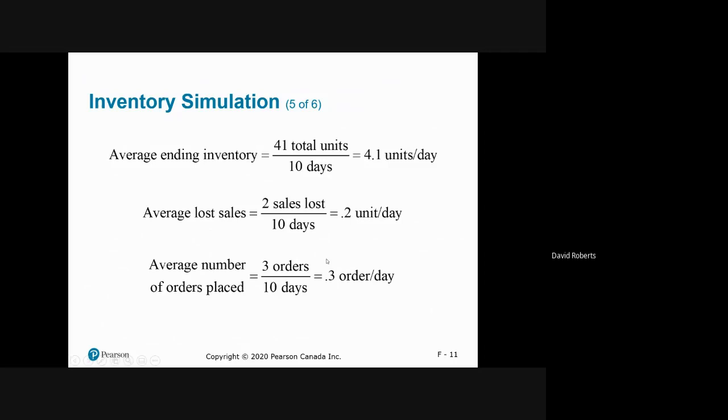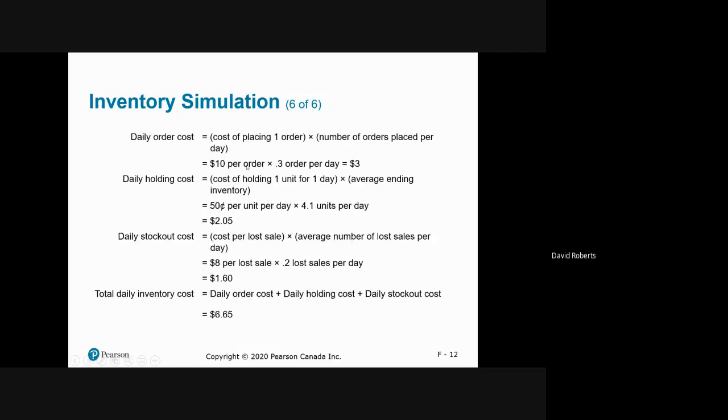So in this particular case, you find the average inventory, take the total number of units divided by the number of days. You have 2 sales lost in 10 days, so an average of 0.2 of a unit. Average number of orders placed, you place 3 orders in 10 days, so 0.3 of an order per day. You do the costing, the holding costs, if there are any, the stock out costs, lost sales.